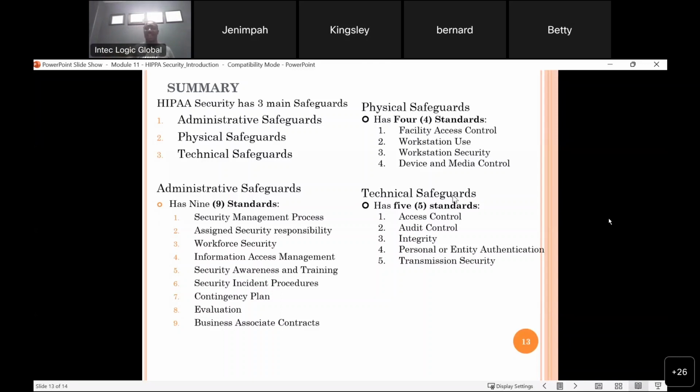So this is another good slide. HIPAA security has three main safeguards: administrative, physical, and technical safeguards. Administrative, we have 9 standards. Physical, we have 4 standards. Then technical, we have 5 standards, right?